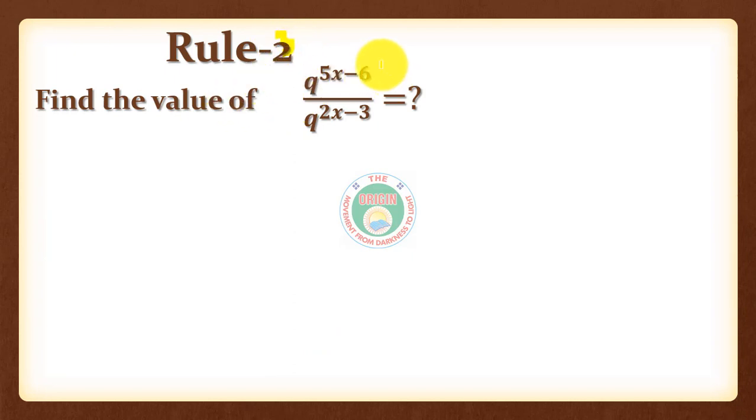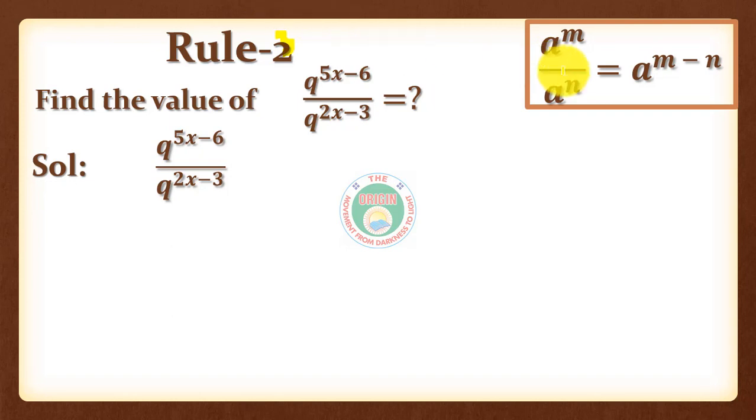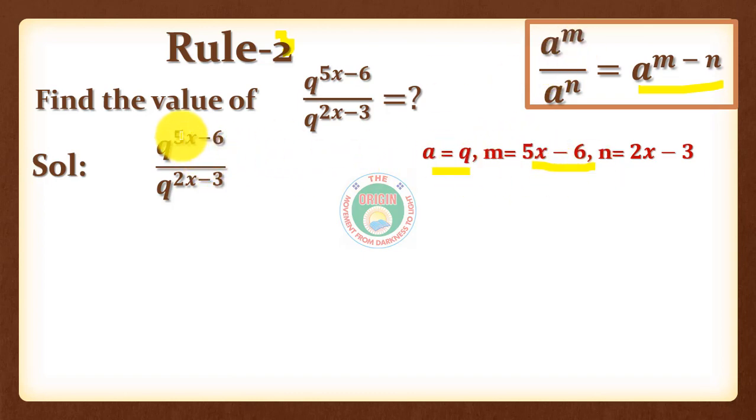Find the value of q power 5x minus 6 by q power 2x minus 3 equal to question mark. Solution. Same problem I taken, and once observe the rule, a power m by a power n, bases equal and powers different under the division. Then resultant is a power m minus n. Same, compare these two, then you can find out the value of a equal to q, m equal to 5x minus 6, and n is 2x minus 3. Resultant is a power m minus n.